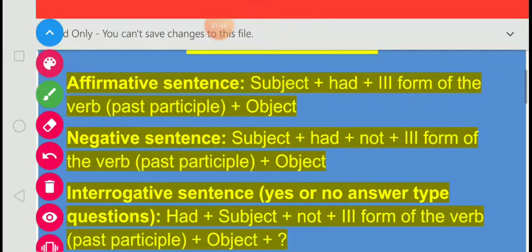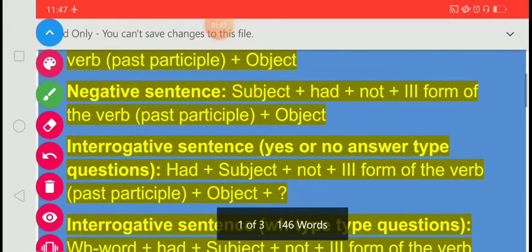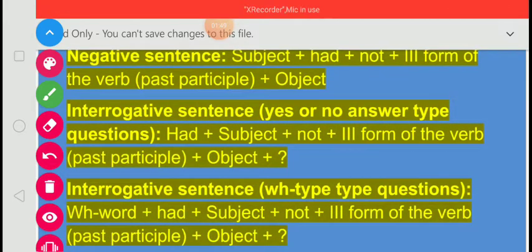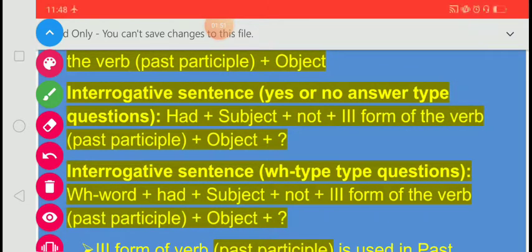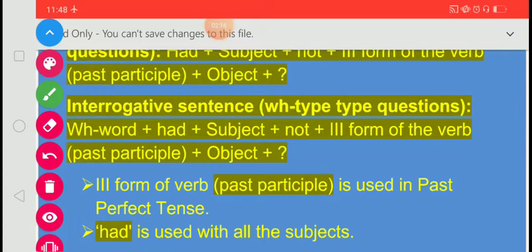In interrogative, yes or no type questions, we start such sentences with the helping verb in all the tenses. So in the same way, in this tense also we are going to start them with the helping verb. As the helping verb of this tense is had, we start yes or no type questions with had.